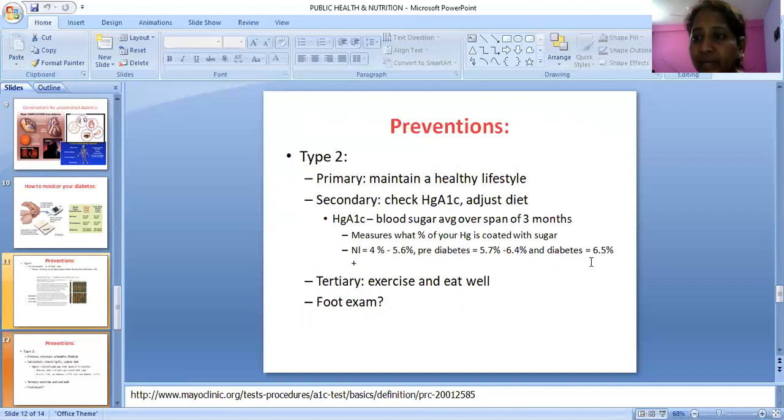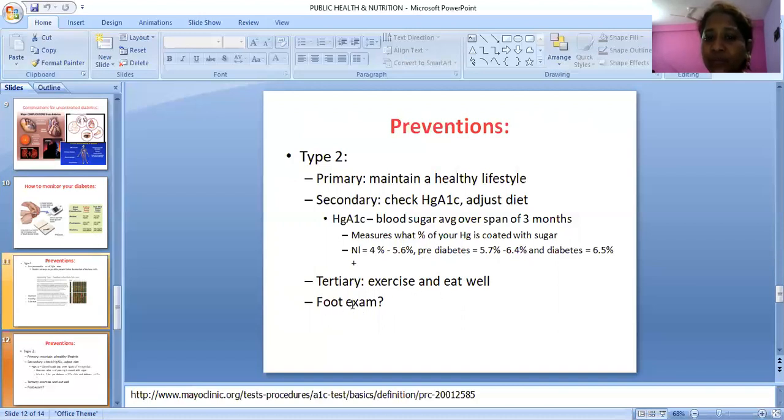You have to take 1 cup of rice, vegetables, dal, curd. Very little you have to take, that too a cup only. Next tertiary, exercise and eat well. These people will be suffering from vitamin B12 deficiency, so they have to take vitamin supplements also. Vitamin B12 is available in red meat only.